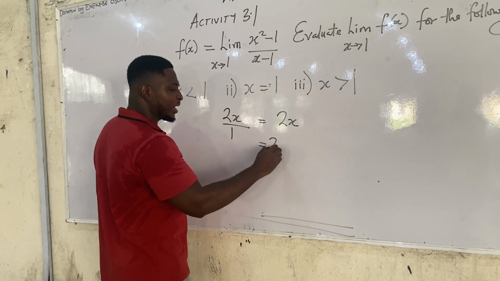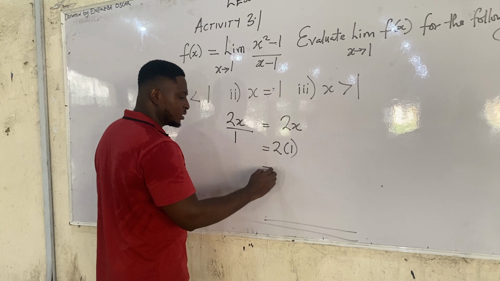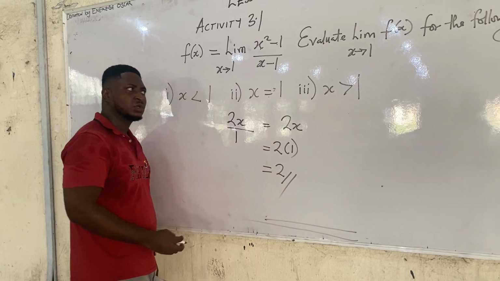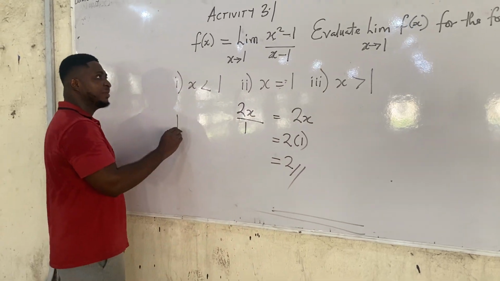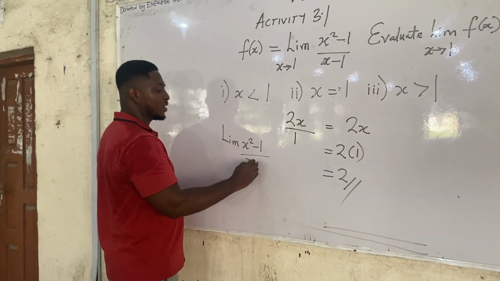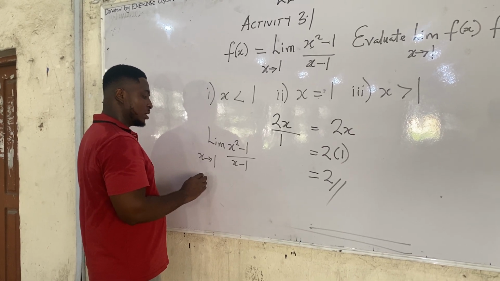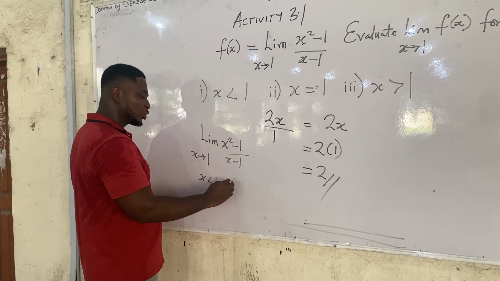That will be 2 into bracket 1. What is 2 times 1? 2. So therefore we say that the limit of x squared minus 1 all over x minus 1 as x tends to 1, when x is less than 1, is 2.